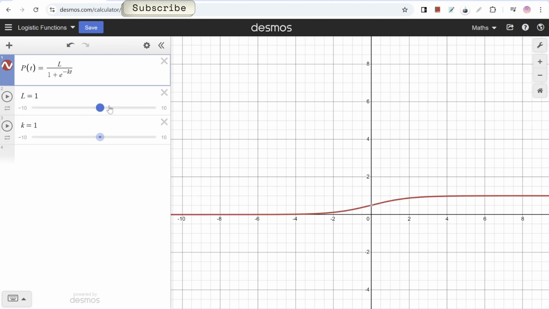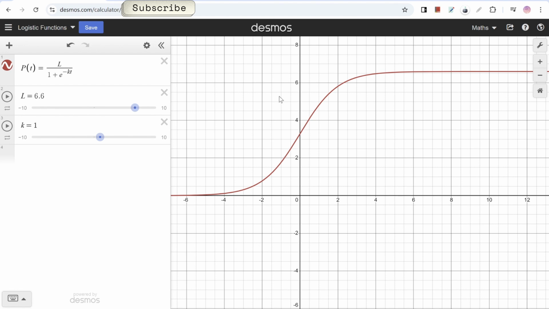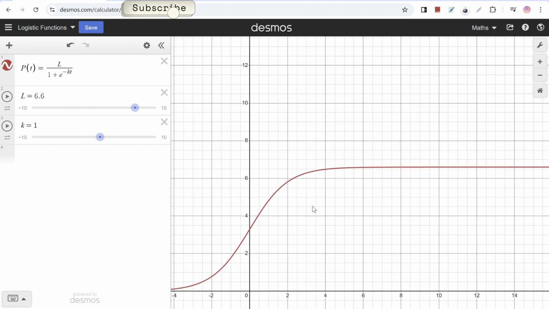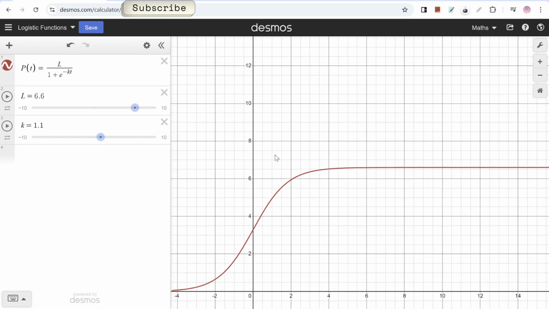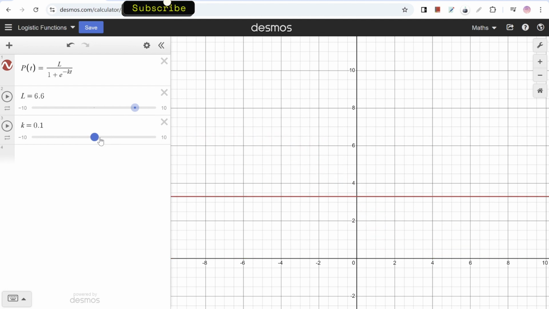So what happens when we change L? If we increase L, this graph vertically increases, it goes up. And if you increase K, the graph gets closer to the y-axis, so it's steeper. So what are the characteristics of this graph?